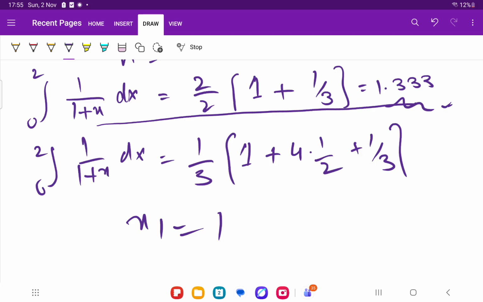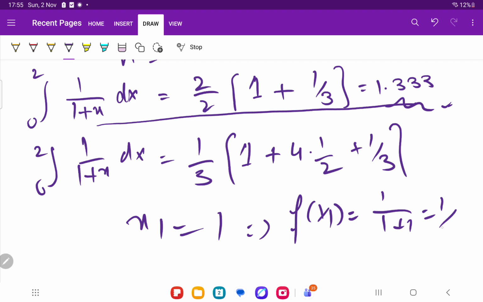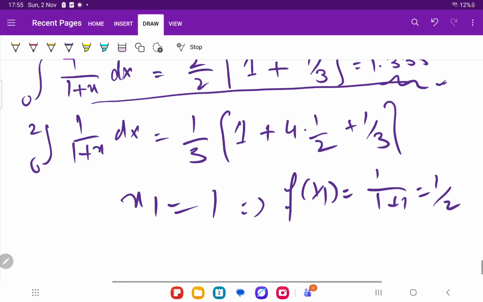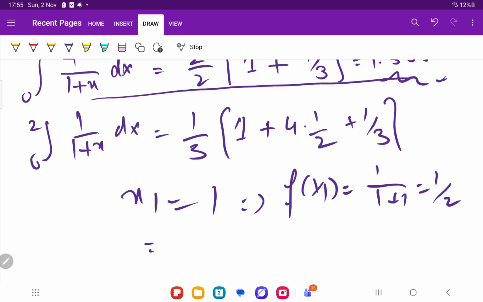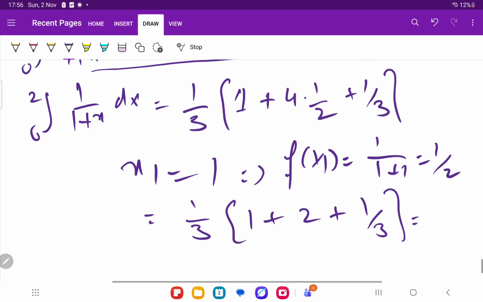This is for the Simpson rule where x1 is 1. Okay, and then you have to calculate f of x1, which is 1 over 1 plus 1, that is 1 over 2. So that's why it is 4 multiplied by 1 by 2. Okay. So 1 by 3 times 1 plus 2 plus 1, answer is 1.11. That's it.